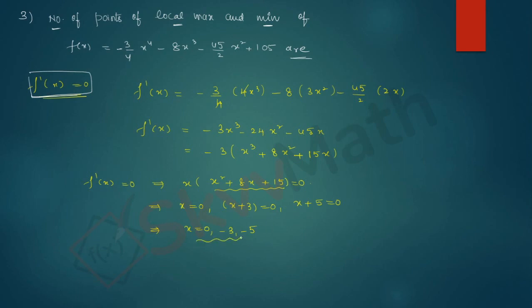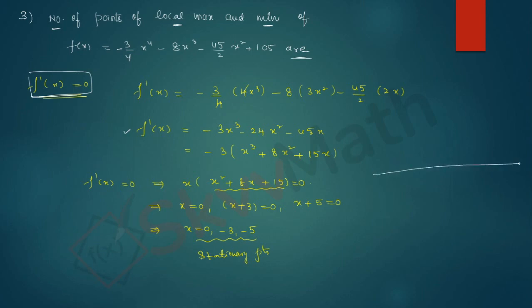So I got 3 points which are stationary points. Now we don't know which is a local minima and which is a local maxima. Sometimes there may be neither local maxima nor local minima. Now what we do here is find the sign scheme of this f'(x).